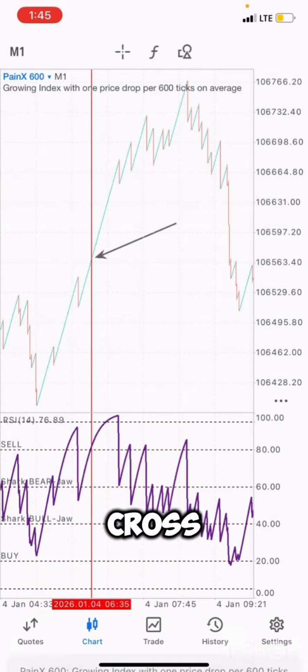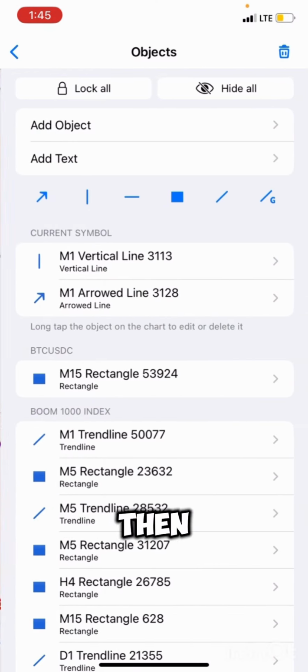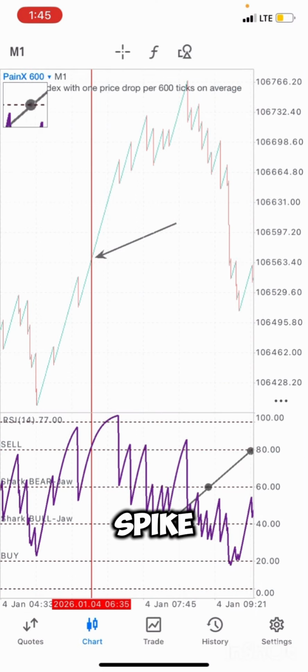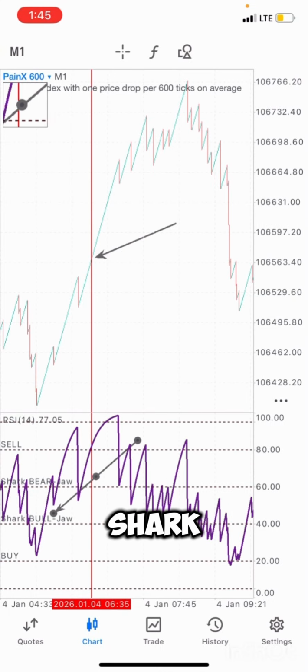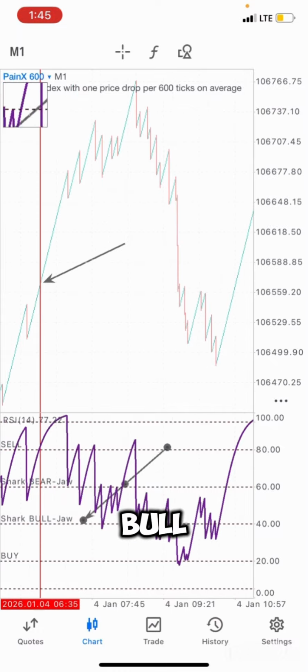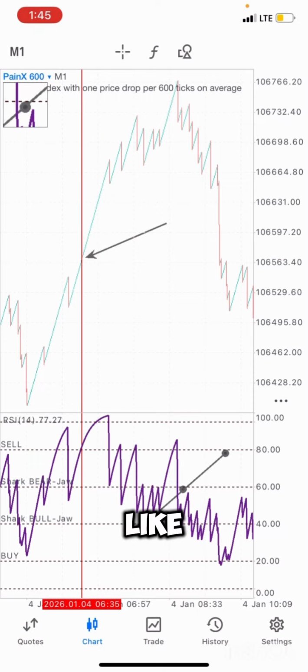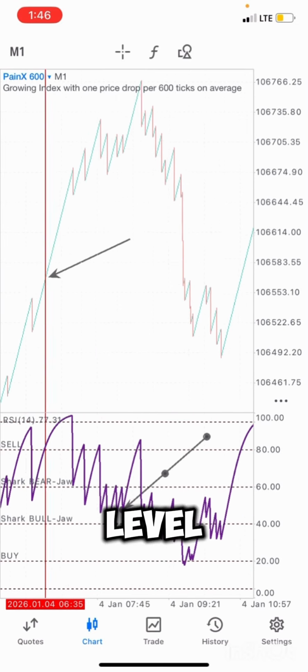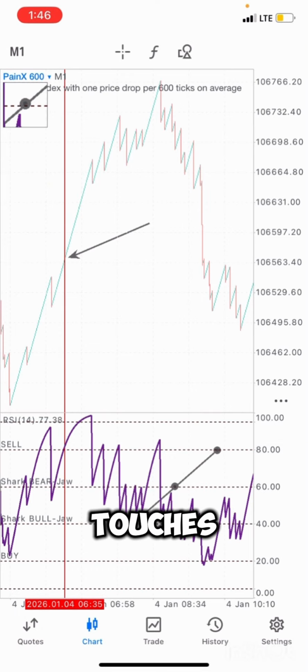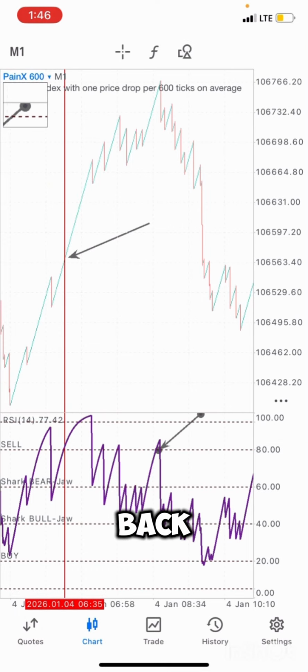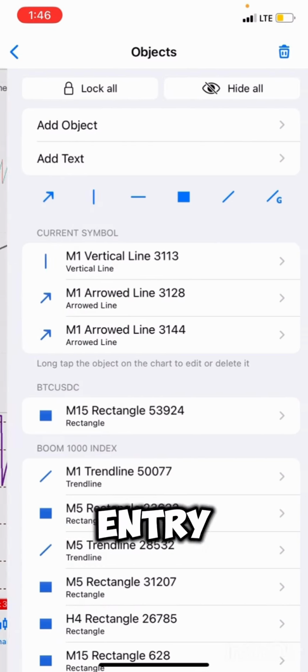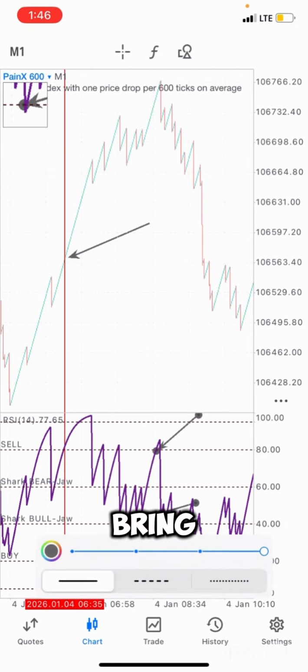So that is it. You wait for it to cross like that, and then you are going to wait for RSI to spike back and then touch the shark bull jaw, which is here. For sells, it has to touch the shark bull jaw around here like this, which is the level 40. So once it touches the level 40 and then comes back to the level 80, that is where you are going to take your trade entry. So let's bring this right here.